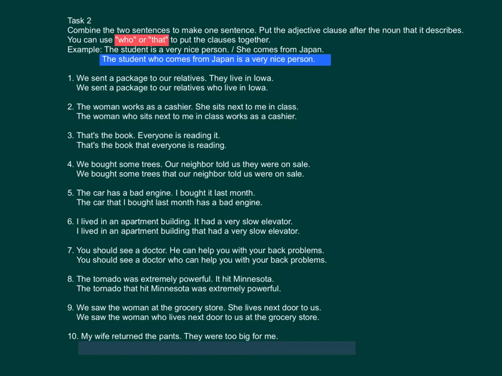Number 10. My wife returned the pants. They were too big for me. The answer is: my wife returned the pants that were too big for me.